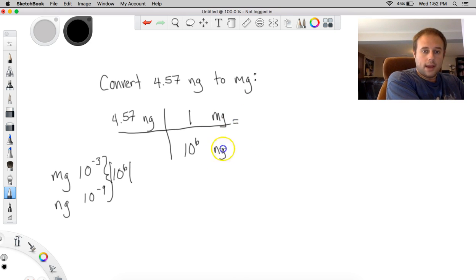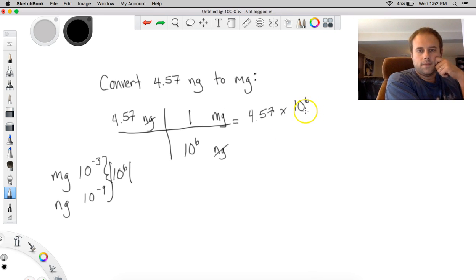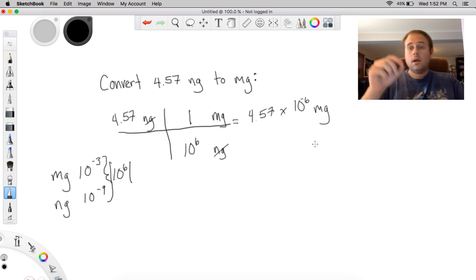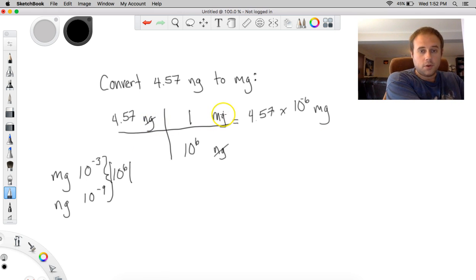So nanograms are going to cancel, and what I end up with is 4.57 times 10 to the 6 nanograms. I'm sorry, nope. Times 10 to the 6, wait a minute. I'm sorry, times 10 to the minus 6. I'm not paying attention here because it's on the bottom, right? Times 10 to the minus 6 milligrams. All right, there we go. Small number of milligrams for a lot of nanograms, right? And that makes sense. If I start with nanograms, I want to go to milligrams. This should be smaller. That's always a good way to double check yourself.